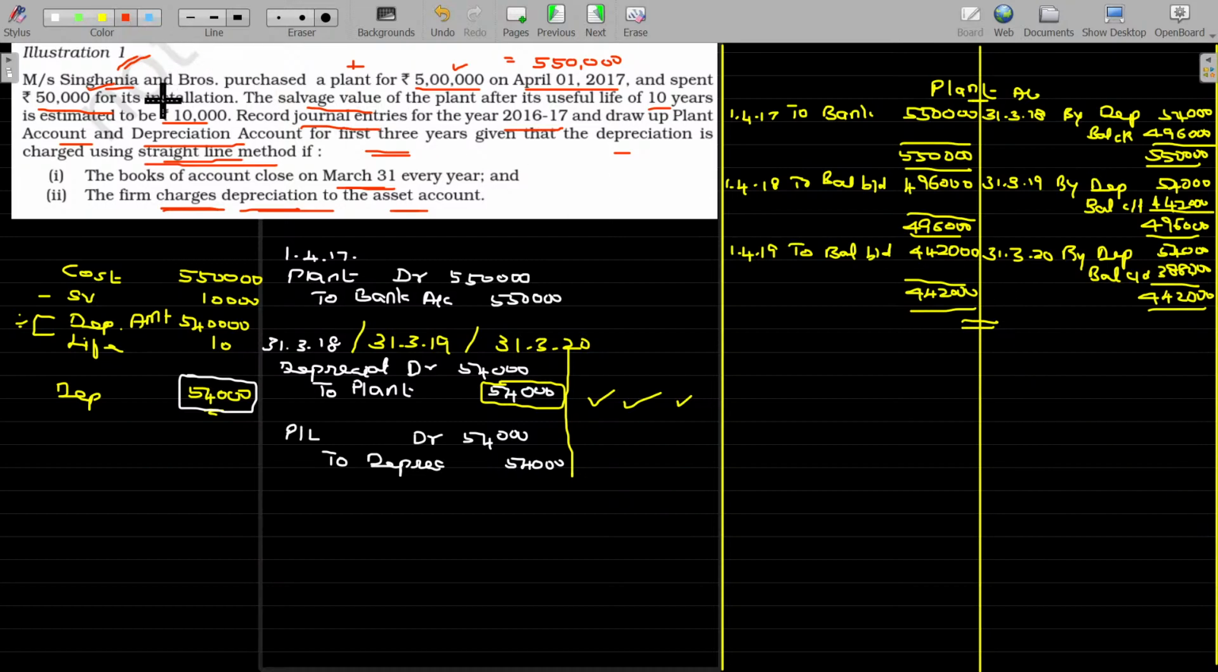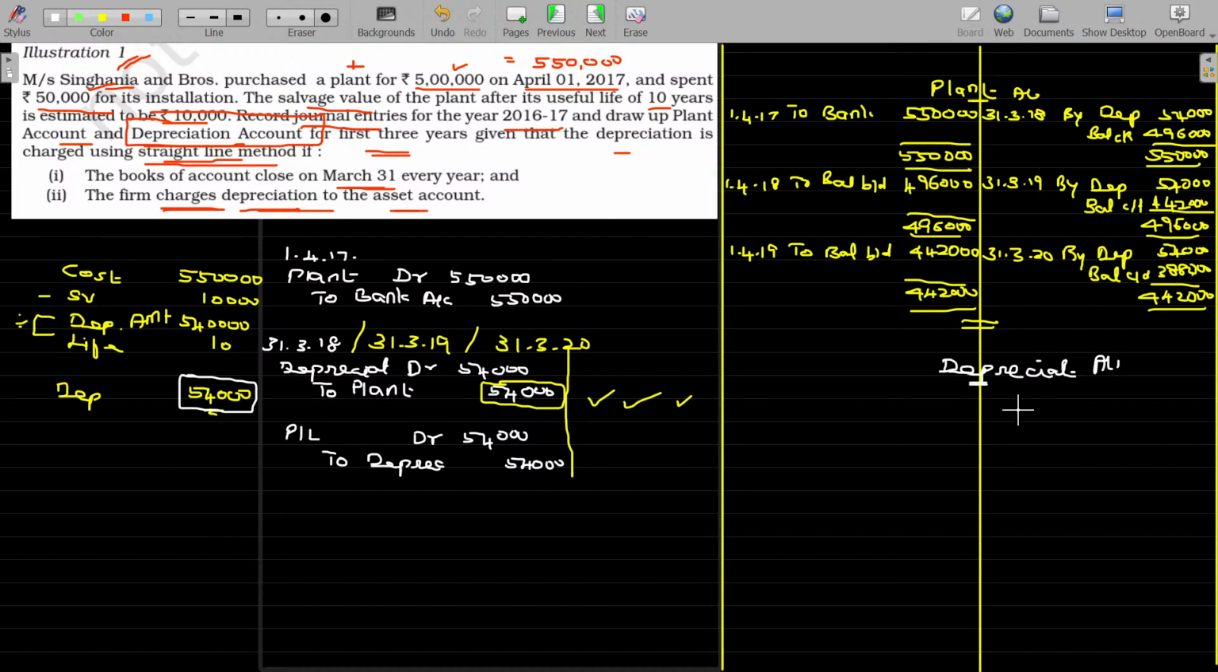Apart from that, we have to open the depreciation account also. Depreciation account is a nominal account. Charged in the depreciation means asset account, and later it is transferable to the P&L account. Whatever amount you subtract from the plant as depreciation is ultimately transferable to the debit side of the P&L account. Charge and transfer. That's all, not more than that. So I am opening the depreciation account.